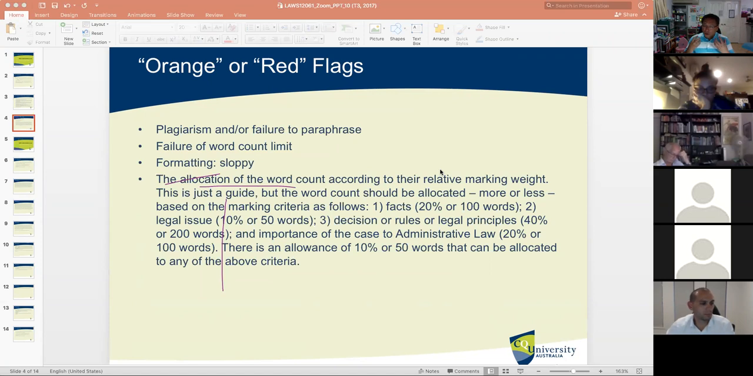So you ought to be looking not only at the total number of words in the case note, but you want to determine how the word count was allocated across the 4 key aspects of the case note assignment, which are the facts, issue, rules or legal principles, and then the importance of the case to administrative law. Okay, are we clear so far? Because what we're going to do next is to examine maybe 2, 3, or 4 case notes. I'm going to provide my feedback as we go along. Would that be all right?